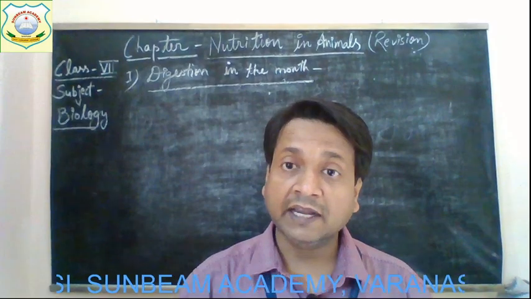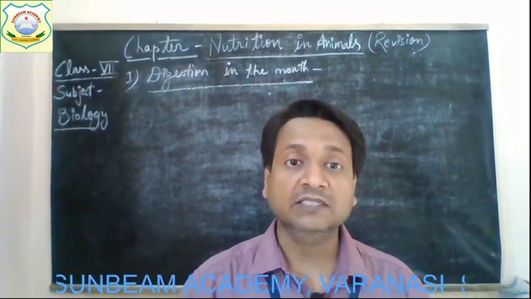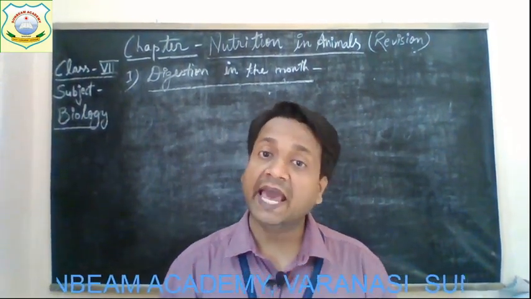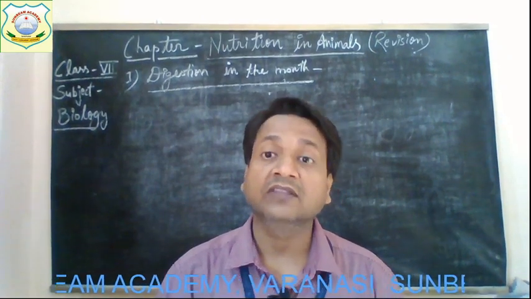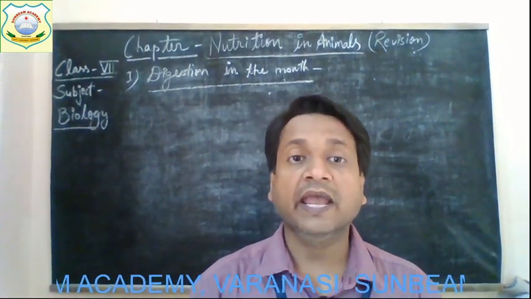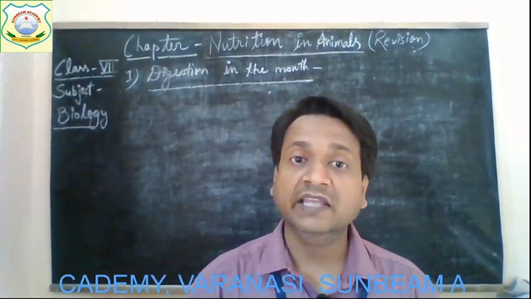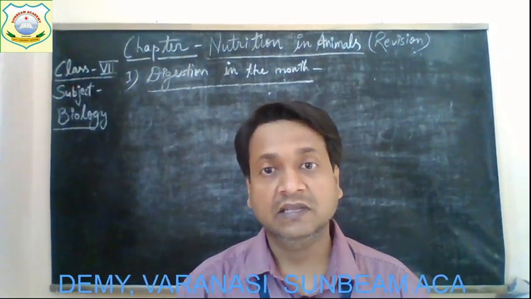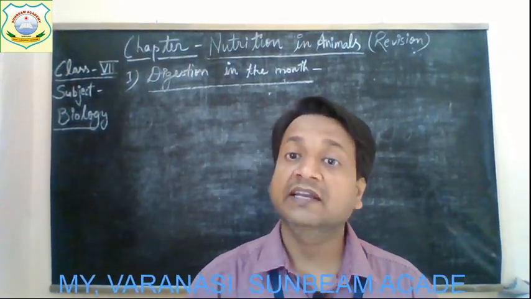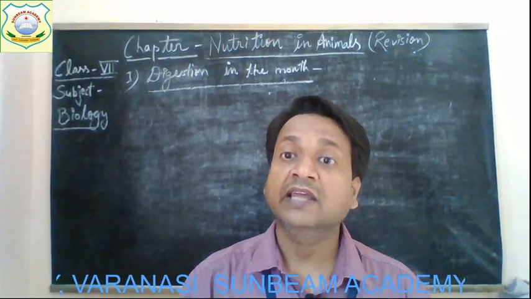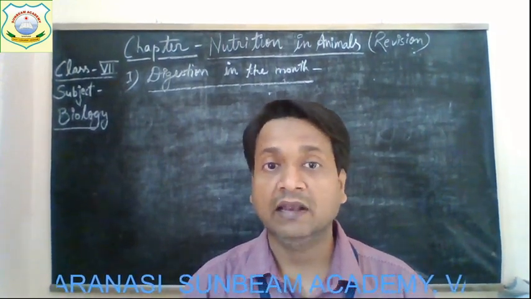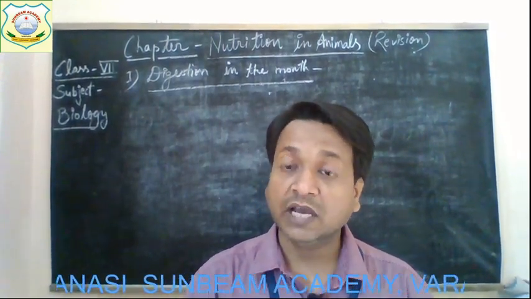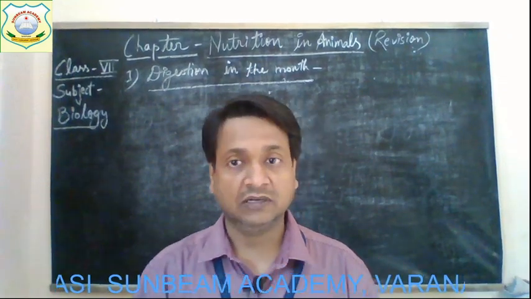The fourth kind of permanent teeth is molars, and they are present at the back of our mouth, and they are also broad and flat and larger than premolars. They also crush and grind the food, and the number of molars is 12. So 6 in the lower jaw and 6 in the upper jaw.